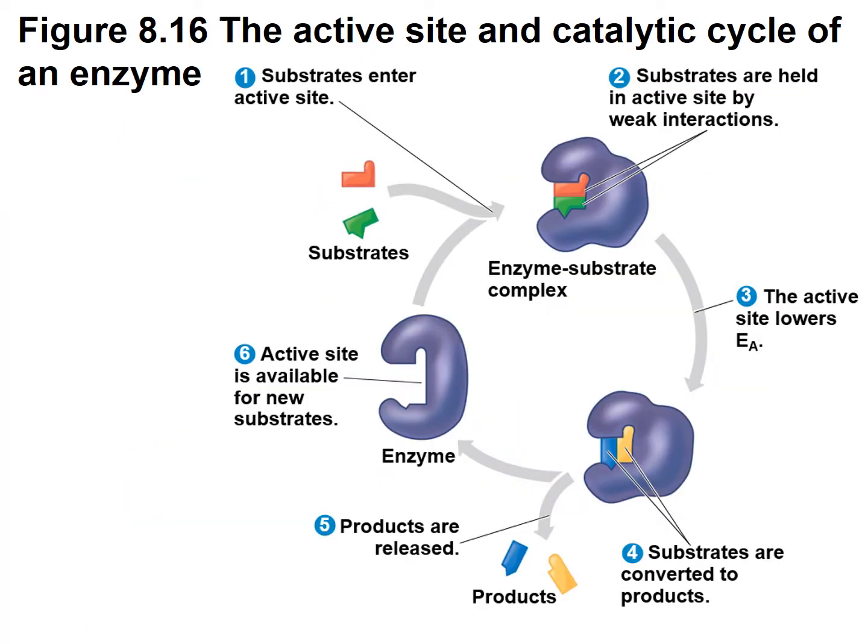Figure 8.16 shows the active site and catalytic cycle of an enzyme. So in step 1, we see the substrates entering the active site. In step 2, we see the substrates are held in the active site, and these are just weak interactions. When that happens, the active site lowers the energy of activation. Then the substrates are converted to products. The products are released, and now that active site is available again for new substrates.